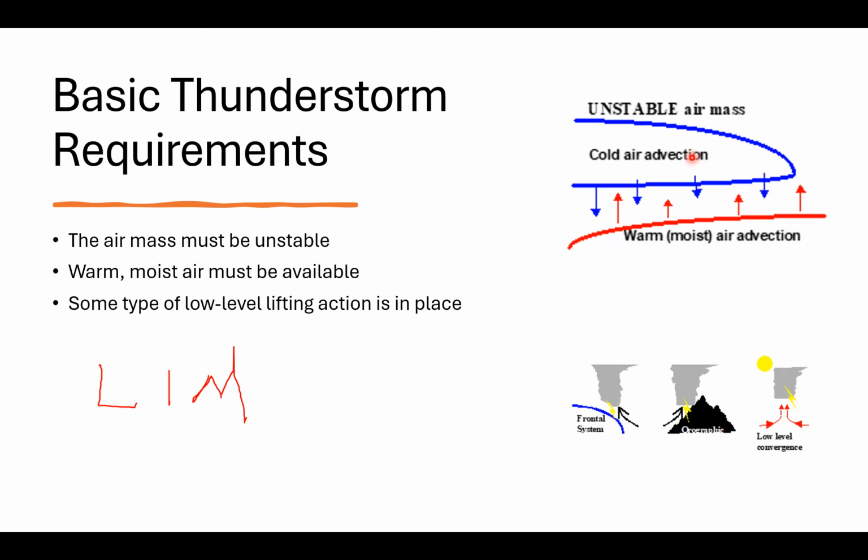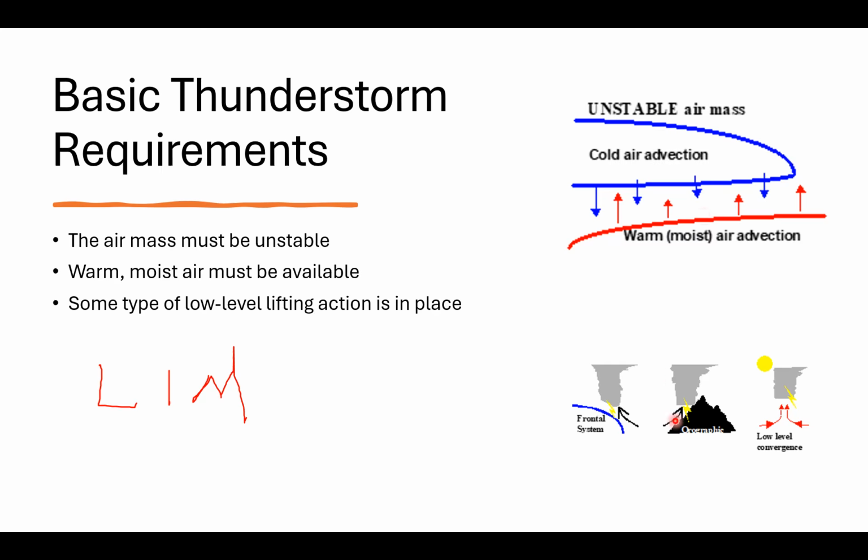With colder air in the upper levels above it, you have air that wants to be sinking because the air is more dense with colder air. So colder air sinks, more dense. Warm, moist air beneath it, air wants to rise. So basically we have a situation where there's no equilibrium and we have an unstable atmosphere.